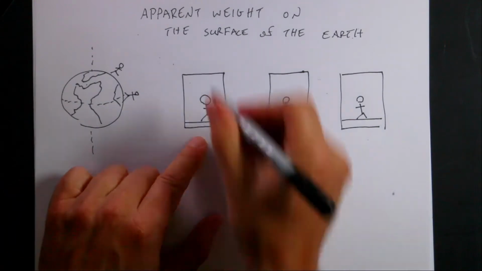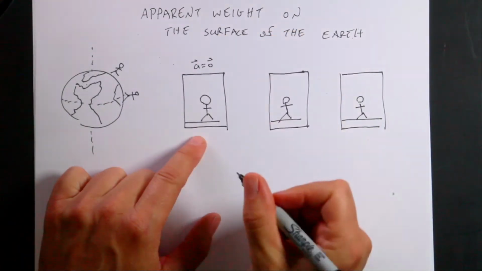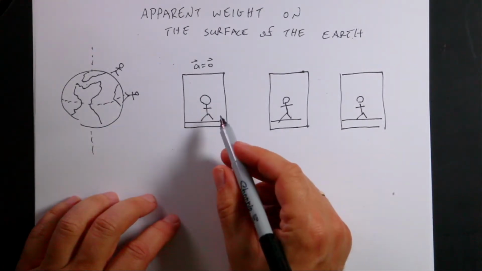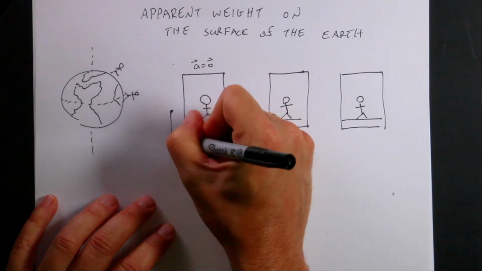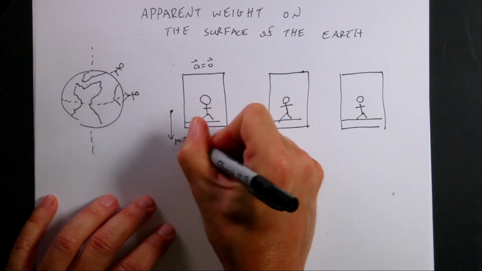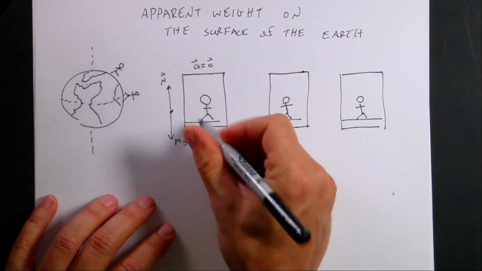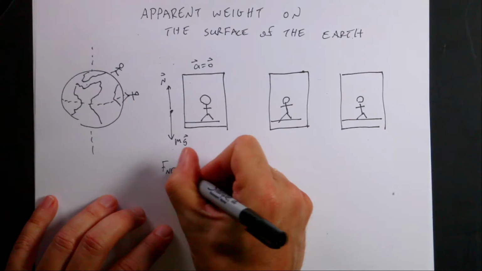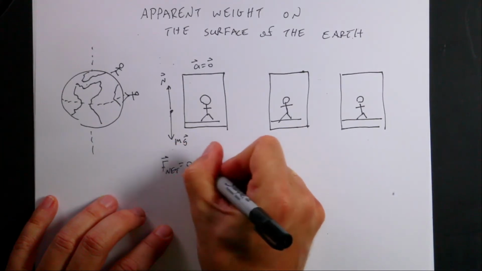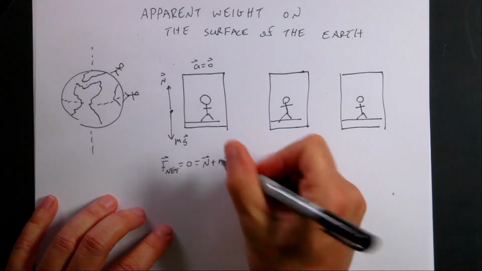So let's start here with this elevator that has a zero acceleration, so it's just standing there. Well, what forces are acting on that person? There's only two. There's the downward gravitational force, mg, and then the upward pushing force from the surface, n. And you see, since the acceleration is zero, F net is equal to zero. So n plus mg equals zero.